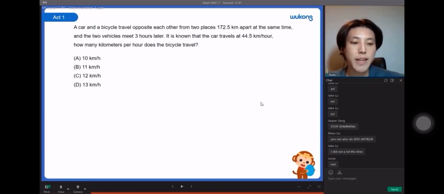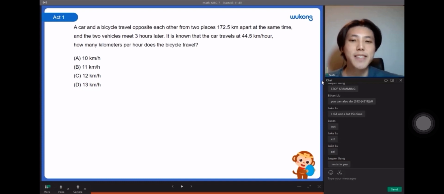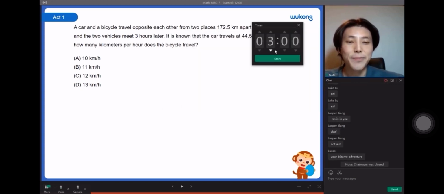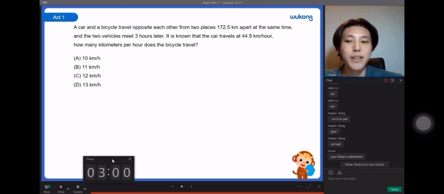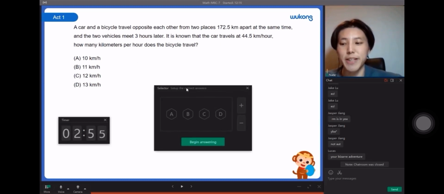Okay. So this is going to be your turn, guys. A car and a bicycle travel toward each other from two places 172.5 kilometers apart at the same time. And the two vehicles meet 3 hours later. It is known that the car traveled at 44.5 kilometers per hour. How many kilometers per hour did the bicycle travel? Okay. Now, I'm going to give you guys 3 minutes to work on this question. It'll be good if you can draw the image over here. And you can submit your answers whenever you are ready.